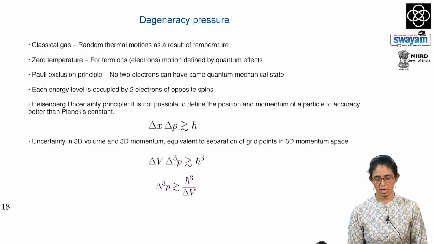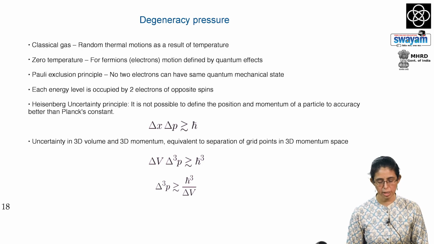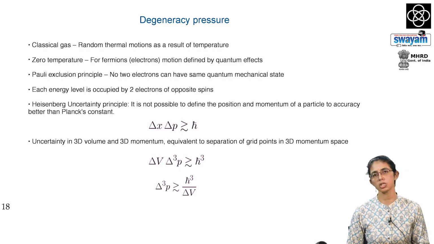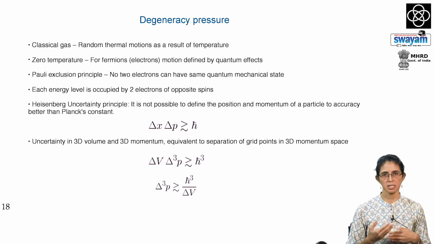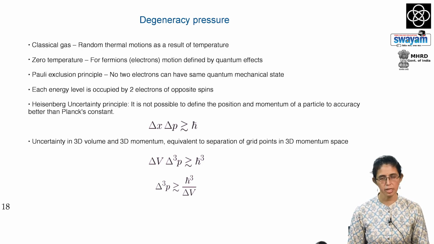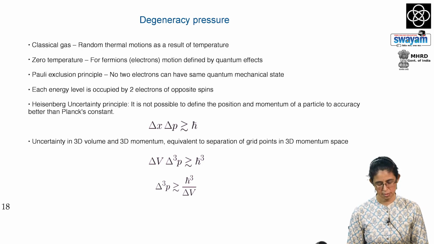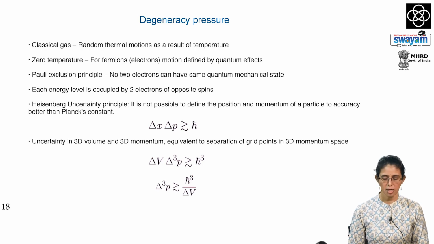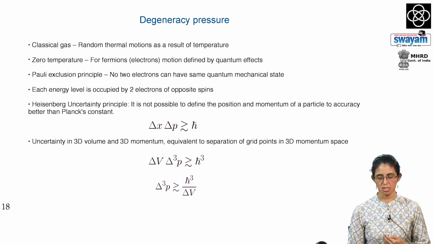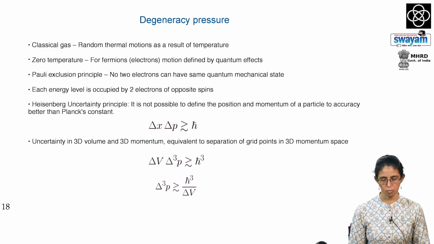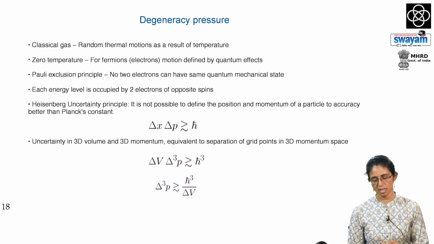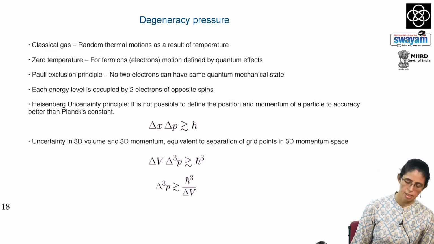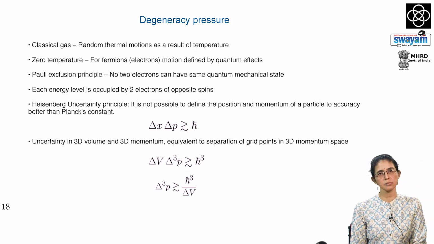That is, delta x delta p should be greater than or equal to h bar. Now, this is of course in one dimension. In 3 dimensions, Heisenberg's uncertainty principle translates to the uncertainty volume multiplied with the 3D momentum uncertainty being greater than h bar cubed, or the uncertainty in the 3D momentum is greater than or equal to h bar cubed divided by the uncertainty in volume.